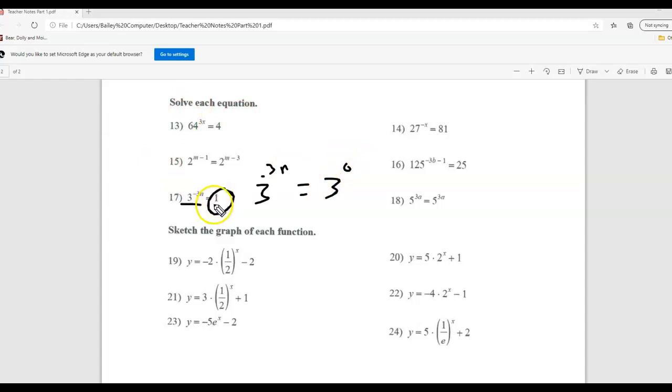So anytime you have a 1 involved in your equation, just make this 1 match this base and give it a 0 power. Any number to the 0 power equals 1. In this case, these drop off, and I'm left with negative 3n equals 0. If you divide both sides by negative 3, you just get n equals 0.